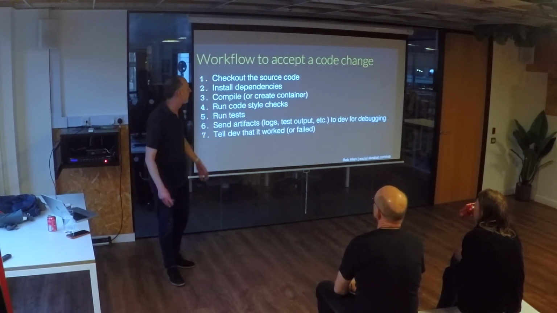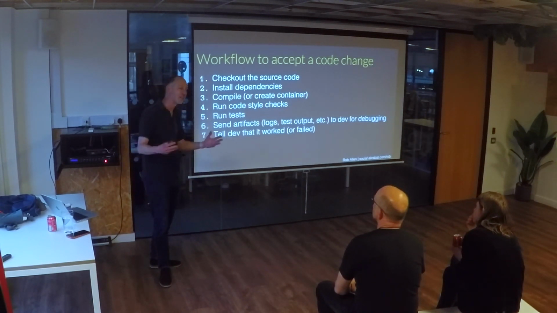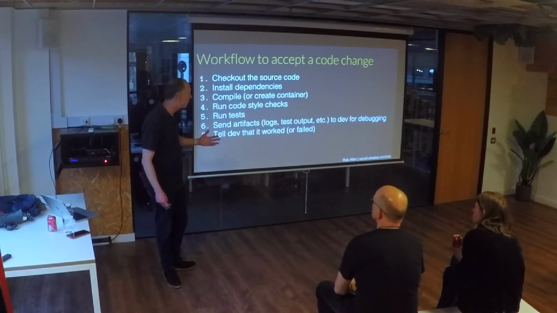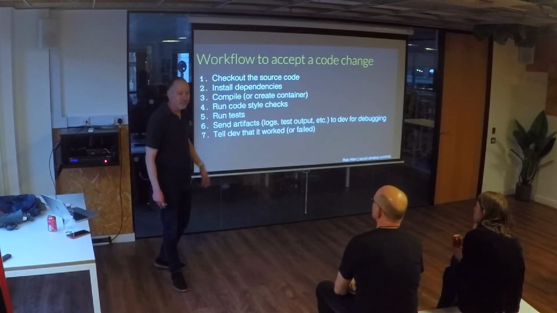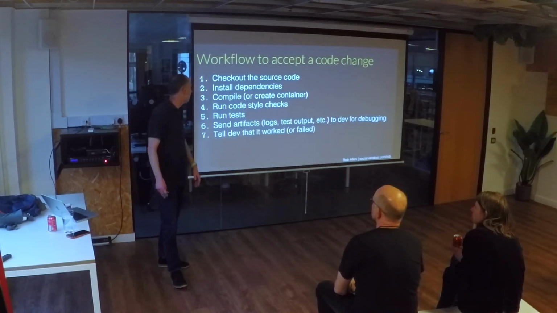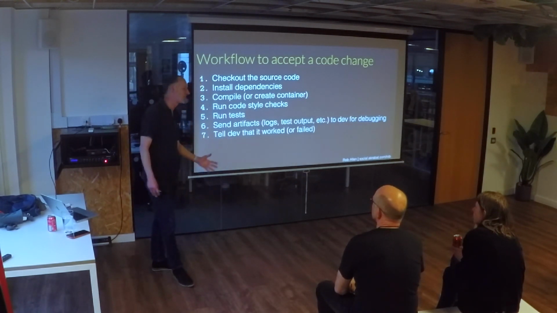We're going to check the source code out. We're going to install the dependencies. Then compile it, if it's a Go library, for instance, or Kotlin or something like that, or JavaScript nowadays. Or create a container otherwise, maybe. Then we're going to run the code style checks. Is the code an acceptable shape? We're going to run some quality checks, run the tests.